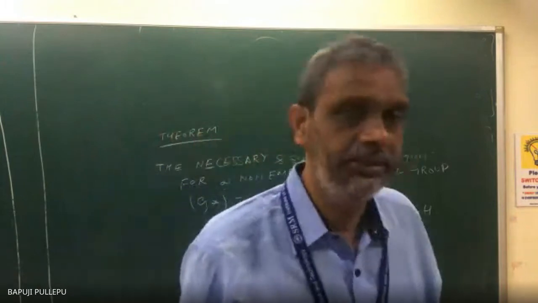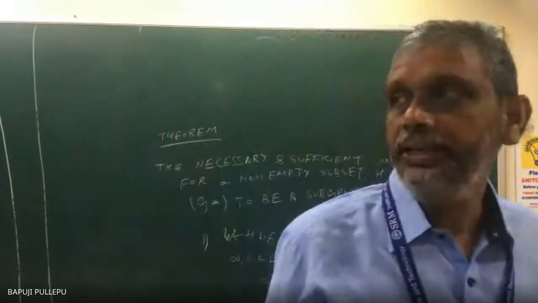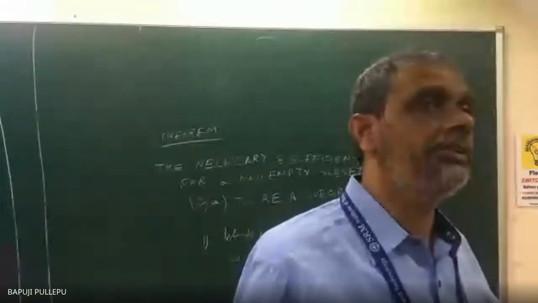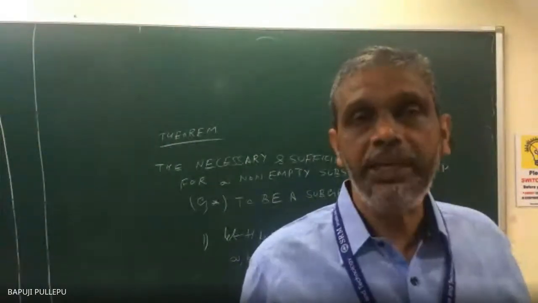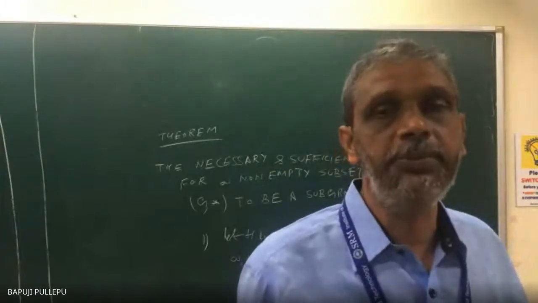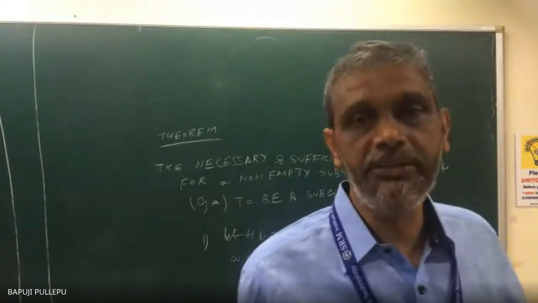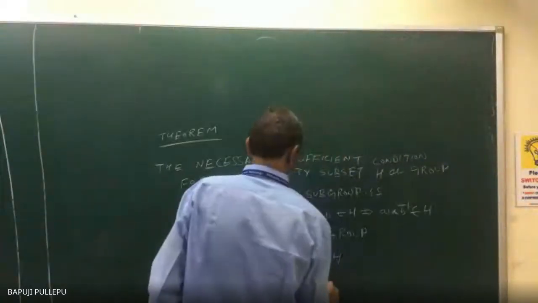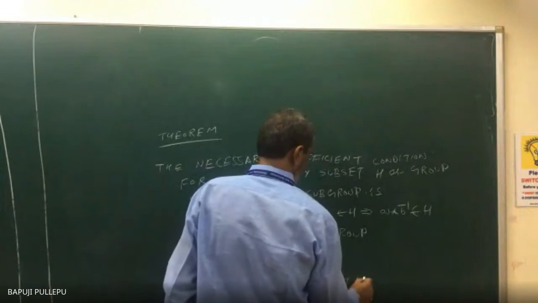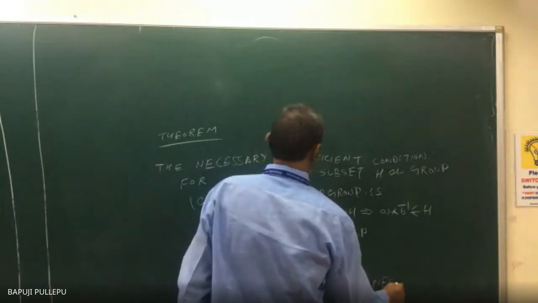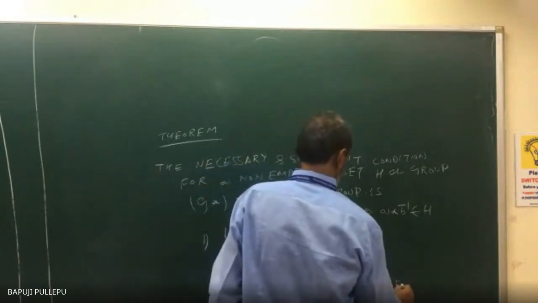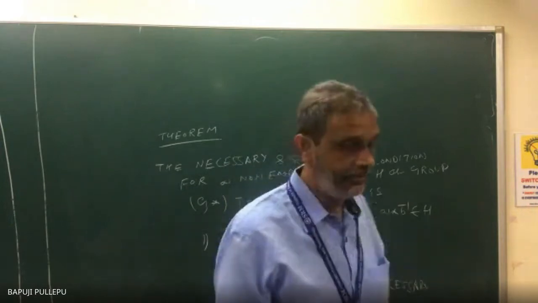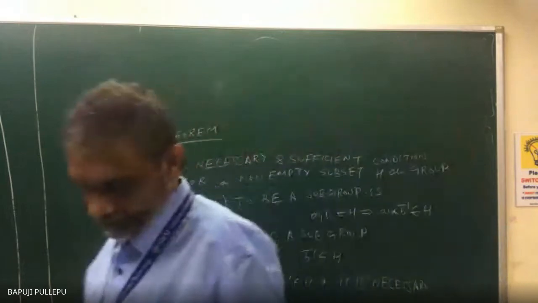Reaching or not? If I start with H a subgroup, A, B belongs to H means obviously A inverse belongs to H, B inverse also belongs to H. B inverse belongs to H means automatically its closure property will be satisfied. A star B inverse also belongs to H. It is true. So this is the necessary condition. Any doubt?